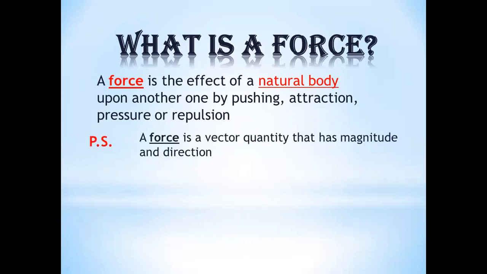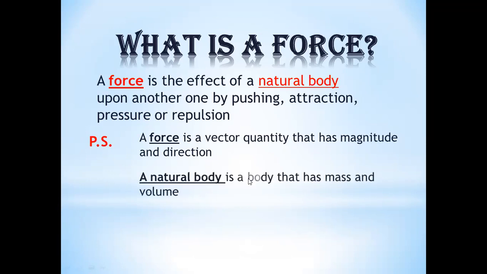The force is always a vector quantity because it has magnitude and direction. Magnitude is the value of the force and the direction is the way, for example, if I'm pushing a box, so the box moves in a certain direction, this is the direction of my force. And what is a natural body? A natural body is any body that has mass and volume.